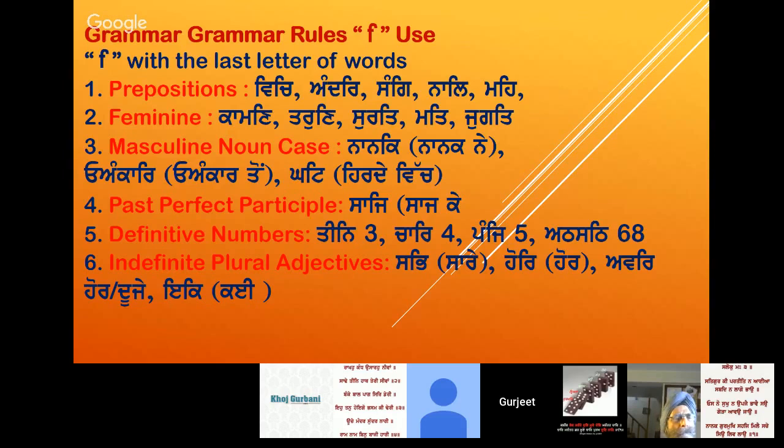Onkar is still a masculine word there. Kat is hirdevich with the sihari. And then in the case of the past perfect participle, saj, saj ke, because the meaning is ke or ne, with the sihari, with the noun. Then for definite numbers, we always use sihari: 3, 4, 5, 68. And we also saw that in the thal which 3 vastu payo, that was not 3 vastu payo. That 3 is actually a pronoun.